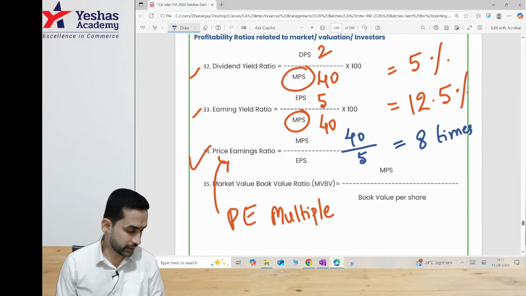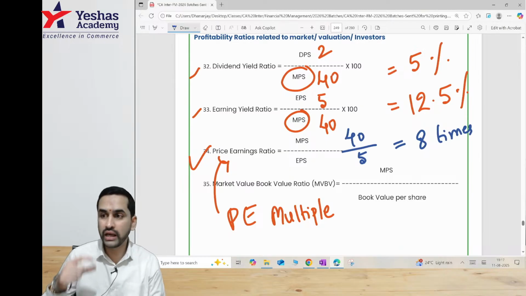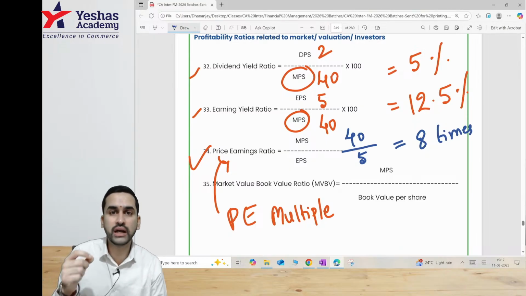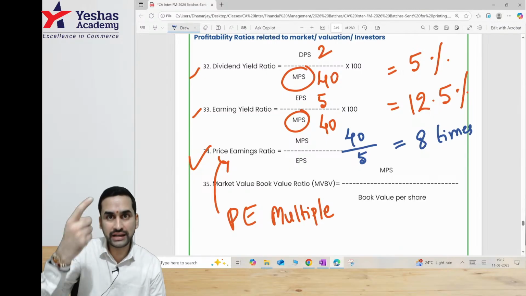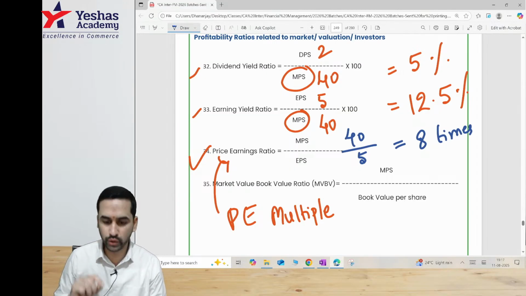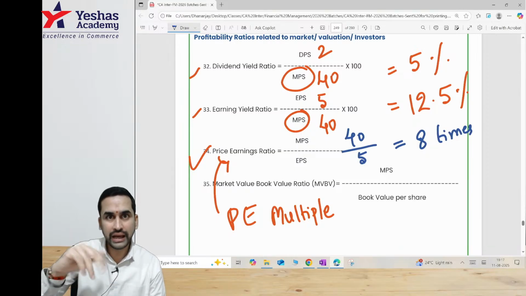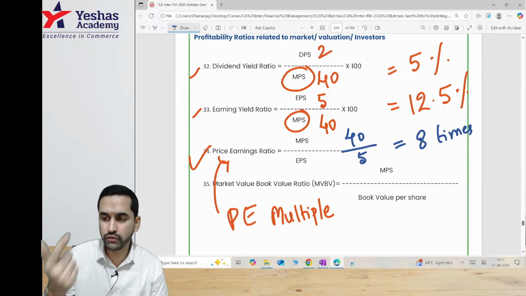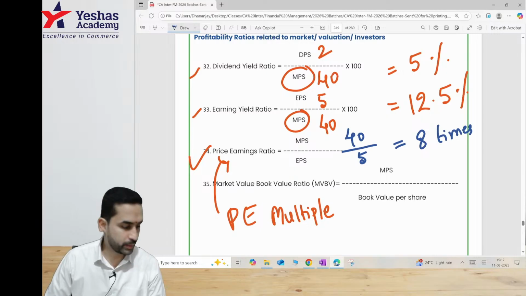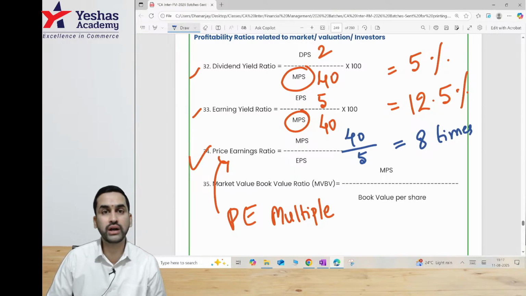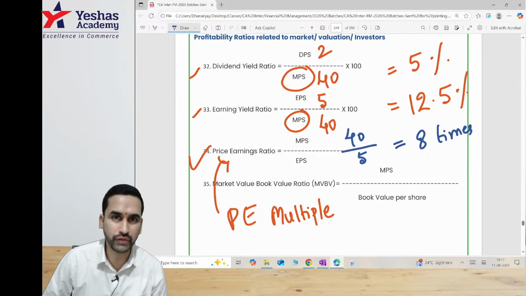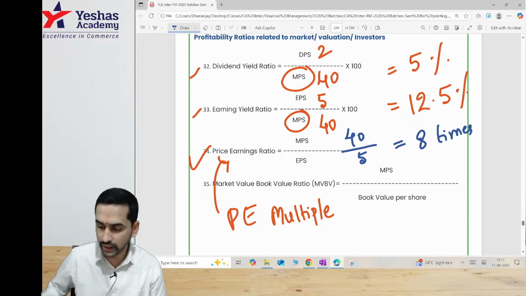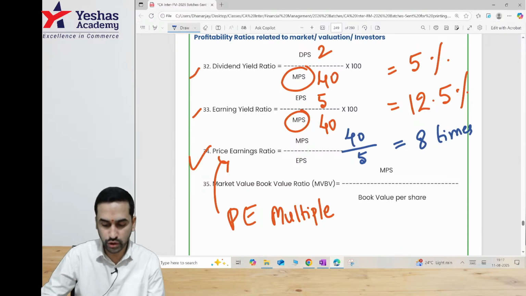Understand the correct meaning of 8 times. I am paying 8 times of what I am going to earn. I repeat, I am paying 8 times of what I am going to earn. I'll be earning 5 rupee. 8 times of 5 rupee is 40 rupee. I hope you are able to understand. I am going to earn 5 rupee EPS and I am paying 8 times of that, 8 times of 5 rupee, which comes to 40 rupee. Can you answer with a yes or no?